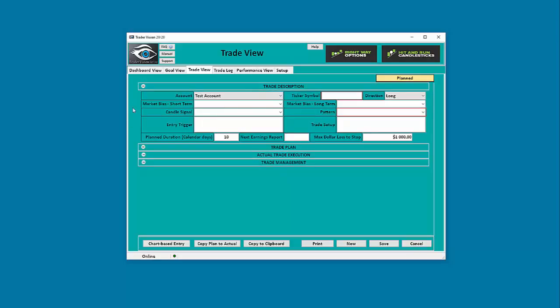The trade description section of the form is where we'll specify how we'll categorize each trade. These details will be used for later judging the performance of a trade, as well as tracking our overall performance. In this section, we would select an account, enter a ticker symbol. The default direction that we set up earlier was long, but we could change that to short if that's what we wanted to do for a trade. We would select a short-term market bias from the drop-down selections that we talked about in a previous video, as well as a long-term market bias.